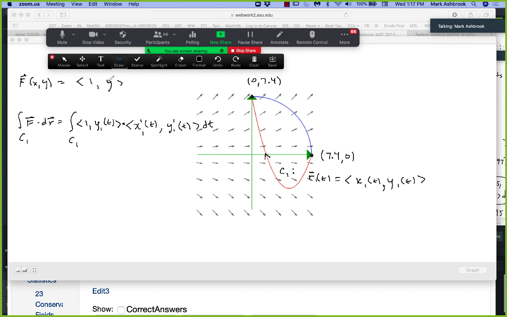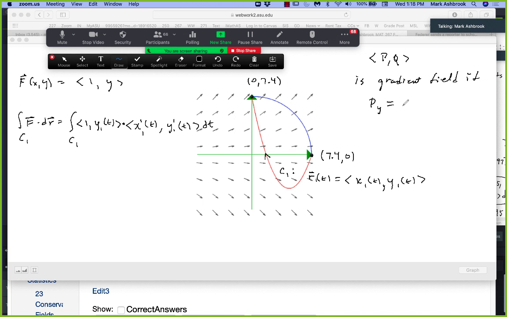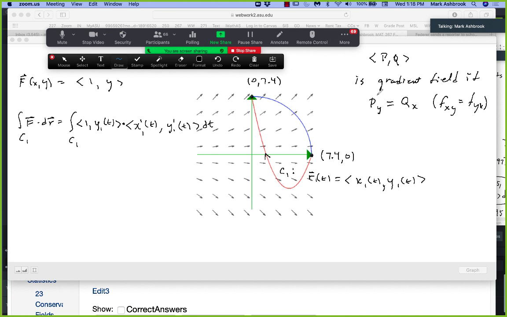Is this a conservative field? Let's use that other check that we learned last time. What was the check if you have a vector field P, Q, and how do we know if it's a gradient field? You take the partial derivatives. If P with respect to y equals Q with respect to x, because really what that's saying is Clairaut's theorem, f_xy equals f_yx. This is already the partial with respect to x, and then we take a second derivative with respect to y. Vice versa here.